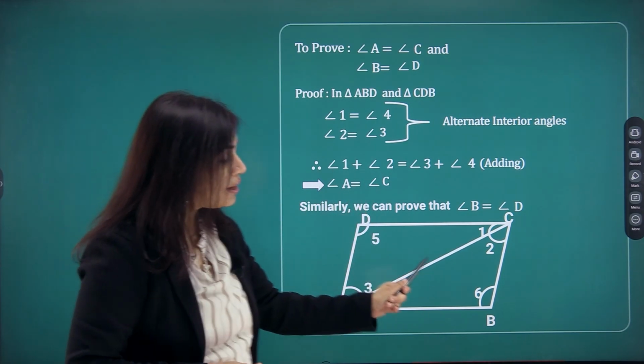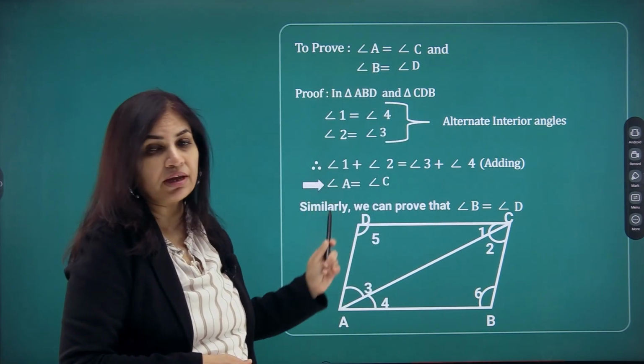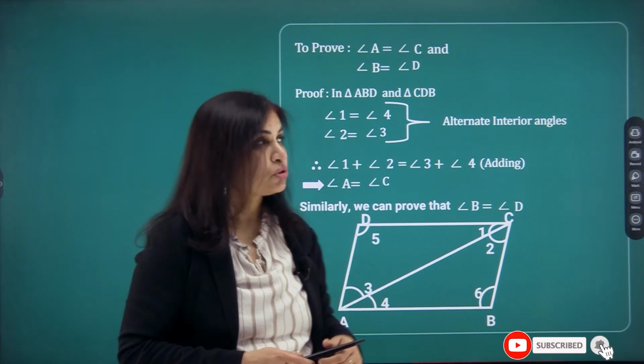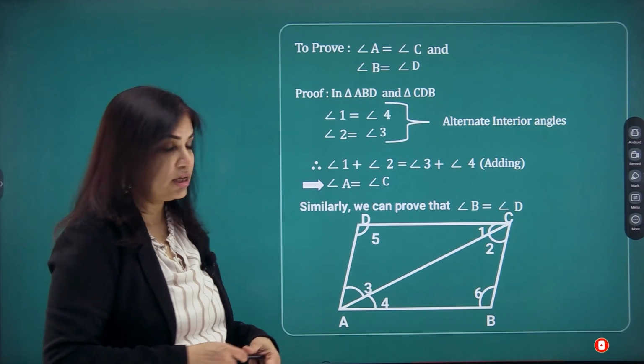If I draw another diagonal BD, in the same way we can prove that angle B is equal to angle D. So, it proves that the opposite angles of a parallelogram are equal.